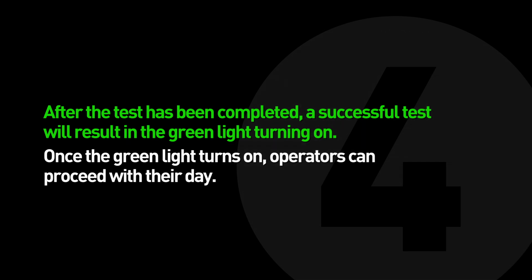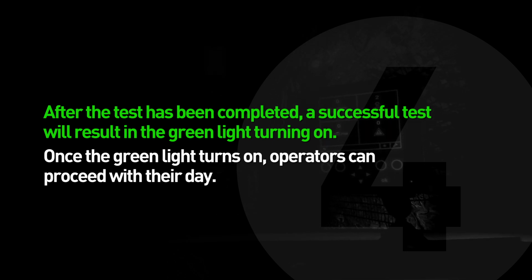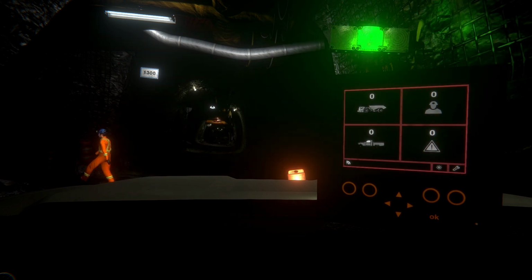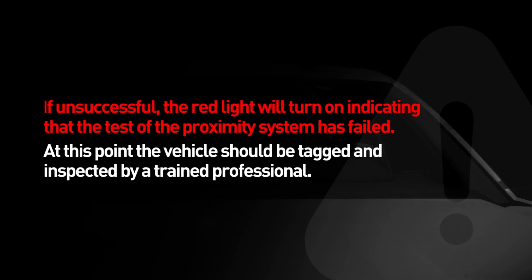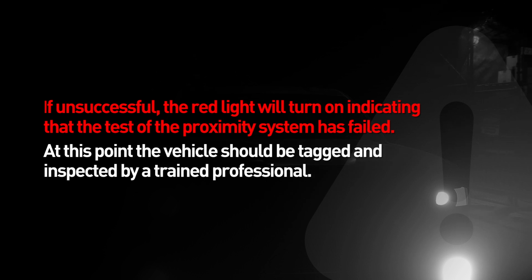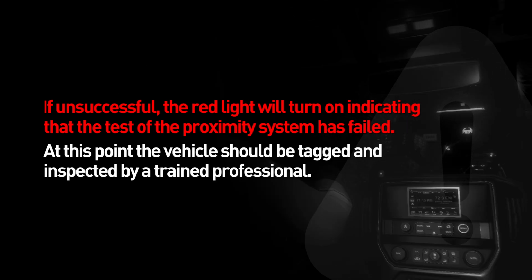After the test has been completed, a successful test will result in the green light turning on. Once the green light turns on, operators can proceed with their day. If unsuccessful, the red light will turn on, indicating that the test of the proximity system has failed. At this point, the vehicle should be tagged and inspected by a trained professional.